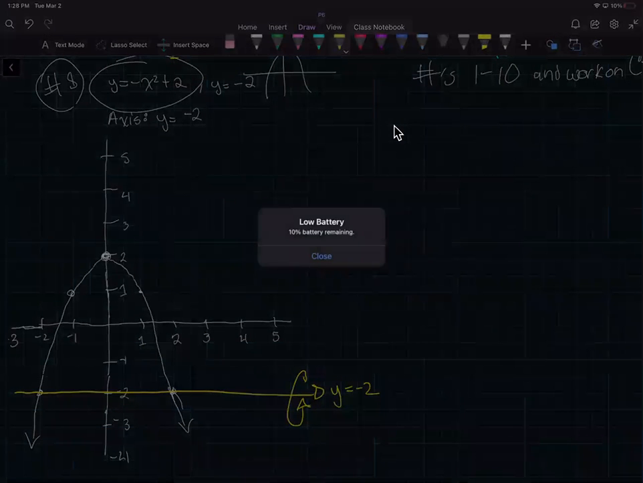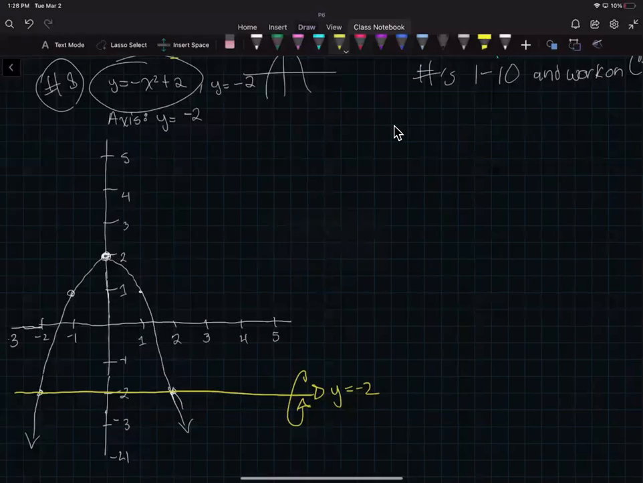Okay. Uh-oh, battery low. Let me see. So think about what area I need to rotate while I go ahead and connect my tablet. Okay.